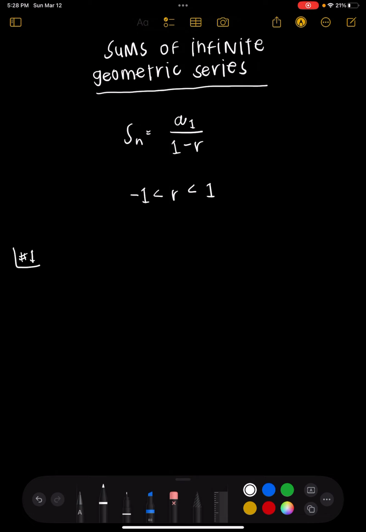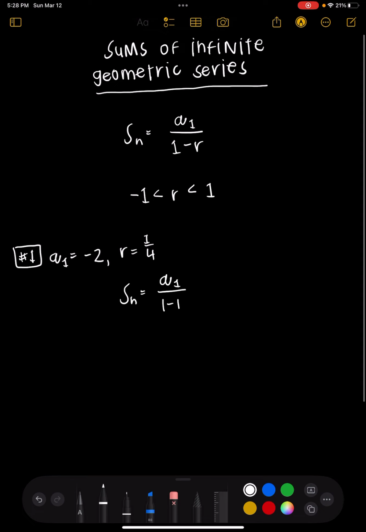So the first example gives us the information that a sub 1, or our first term, is equal to -2, and then r is equal to 1/4. So like I just said, we're going to check that r is in between -1 and +1. And it is. 1/4 is in that range of values. It's less than 1, but it's greater than -1, which means that we can use that formula. So the formula, again, is a sub 1 over 1 minus r.